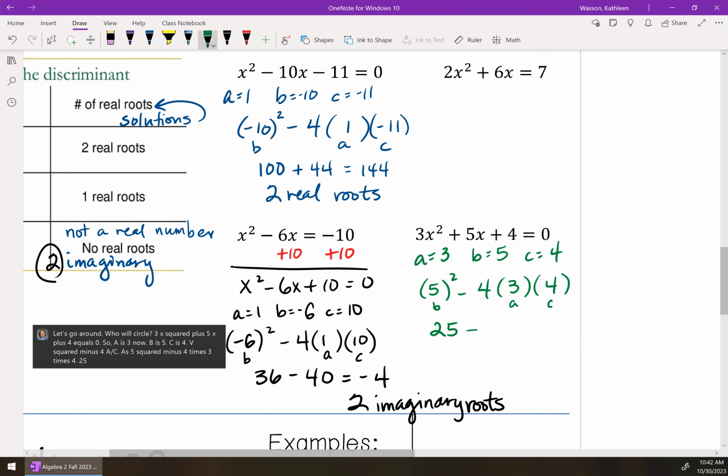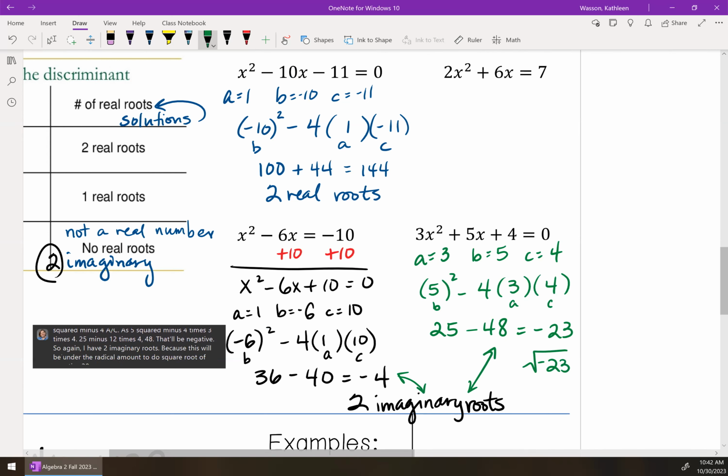25 minus 12 times 4, 48. That'll be negative. So again, I have 2 imaginary roots. Because this will be under the radical, and I'll have to do square root of -23. That's imaginary. Okay, one last one.